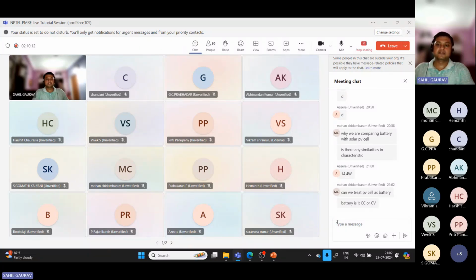Here for fill factor, we are using this battery equivalent model because in that also we are getting VMP. We can find this maximum power point voltage and this open circuit voltage and short circuit current.